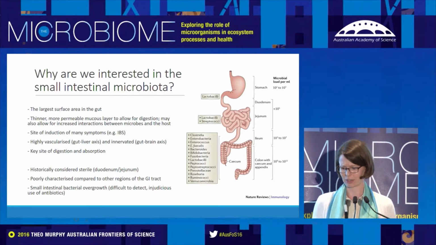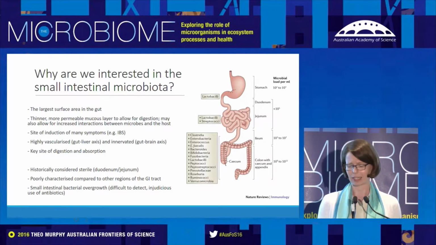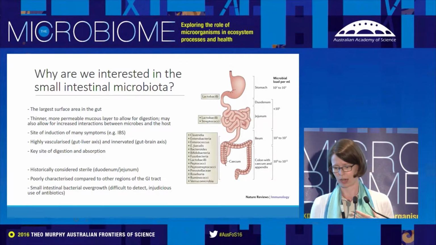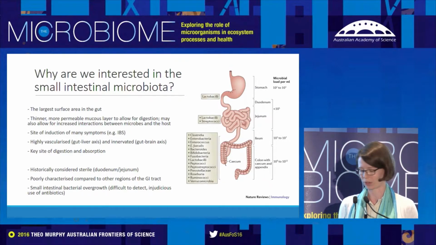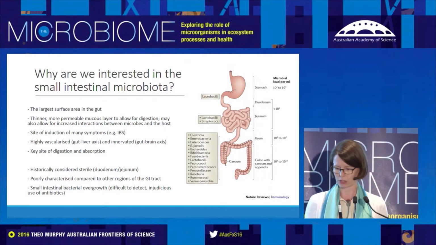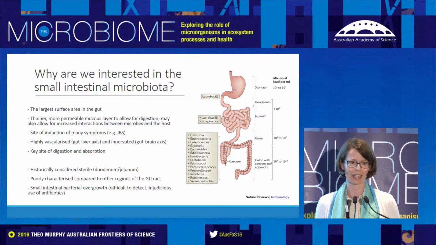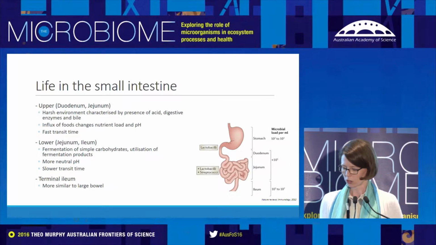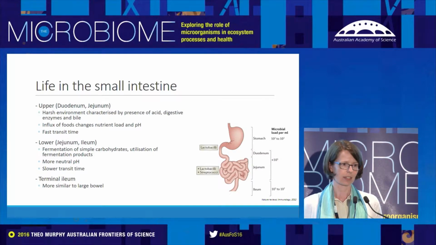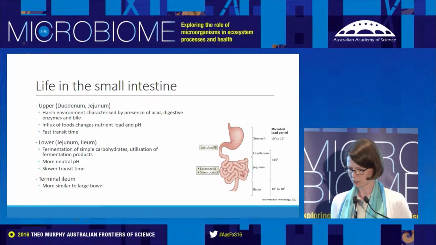But this is very difficult to detect and is very poorly characterised, and in clinical practice leads to, well, as a microbiologist, what we would consider injudicious use of antibiotics. So there's a few issues going on here, and a lot of it's to do with it being a poorly characterised region. I've said the small intestine, but it's actually a series of different niches.